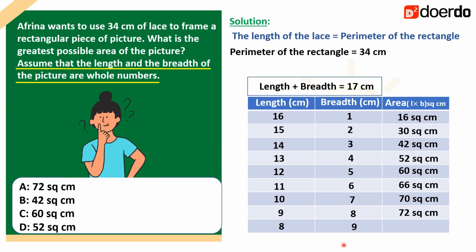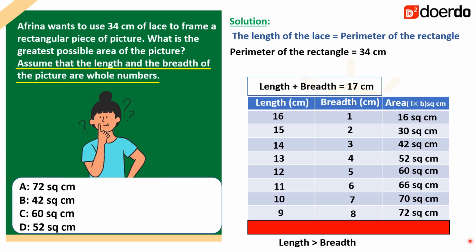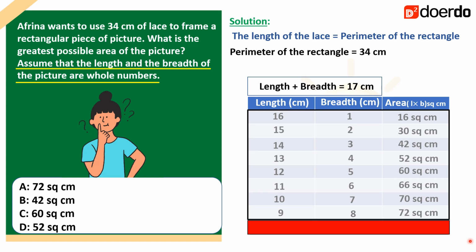Wait. Can you notice? Here the length is less than the breadth. Generally, the length should be greater than the breadth. Here, if we consider breadth as 9 centimeters, then length becomes 8 centimeters. 8 centimeters is less than 9 centimeters. Length is less than the breadth. That is not possible. So, we ignore this step, where we considered the breadth as 9 centimeters. We stop it right here. We consider the measurements only up to this.